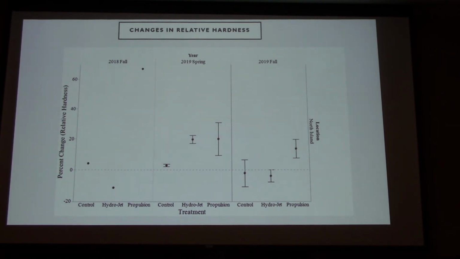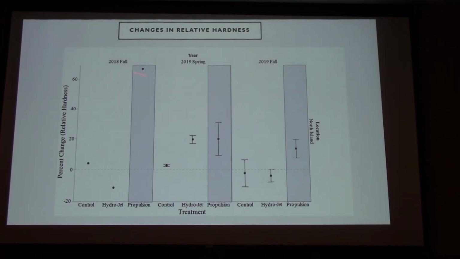And then fall of 2019, so just a couple months ago when I was doing this, similar trend again, propulsion device increases relative hardness, while the hydrojet, we don't really know what it's doing. Sometimes it increases, sometimes it decreases. It's probably just not as good as a device, but the controls are always consistent, so that's good. So there you go, propulsion consistently.